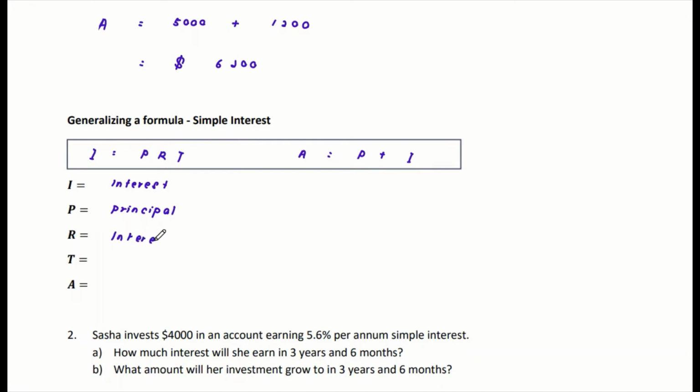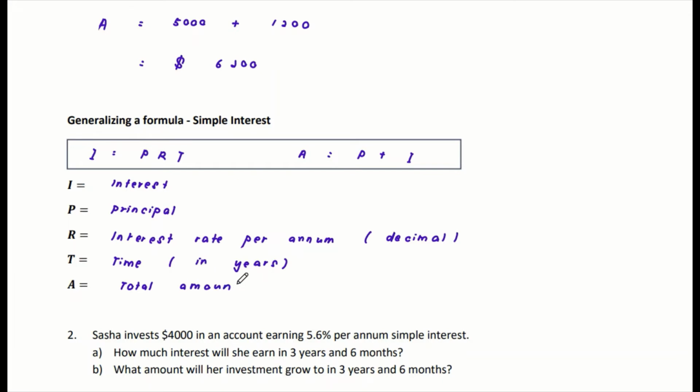Always remember that we are talking about per annum here. So if you are using per annum, then make sure that the T you use is the number of years as well. Make sure your R will always be in decimal. T is the time, so normally we talk about how many years, because we are using per annum. You must make sure that the units of R and T are aligned to each other. Then the A here is the total amount of money that you have in your account.